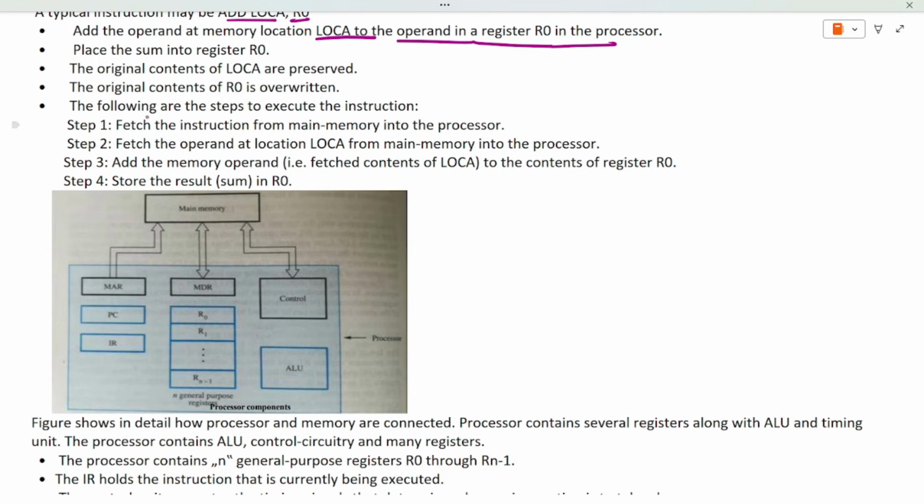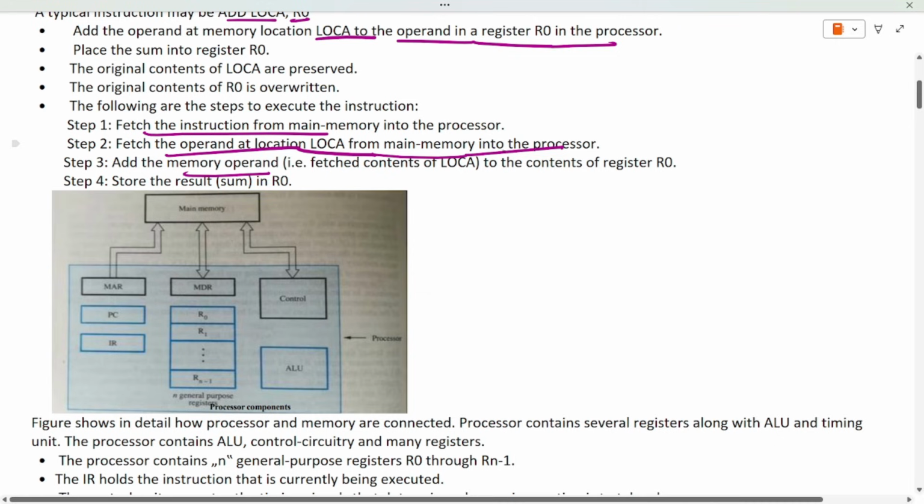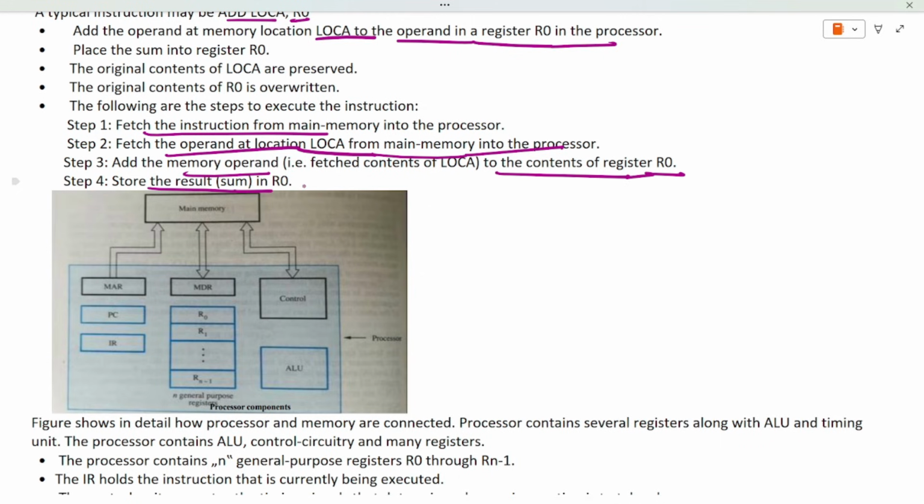Now the steps that you follow: first you fetch the instruction. I'll be staying in English for this because these are the steps that you need to write. Next you find the operand location, that is from memory into the processor. Next you add the memory operand to the contents of register R0 and store the sum in R0.